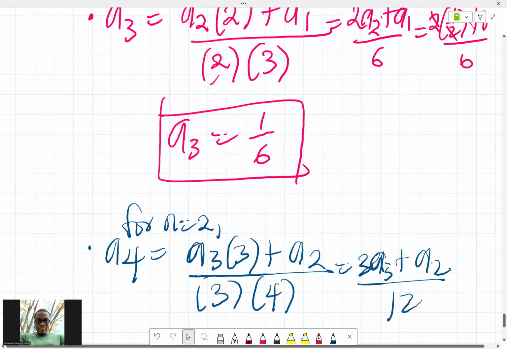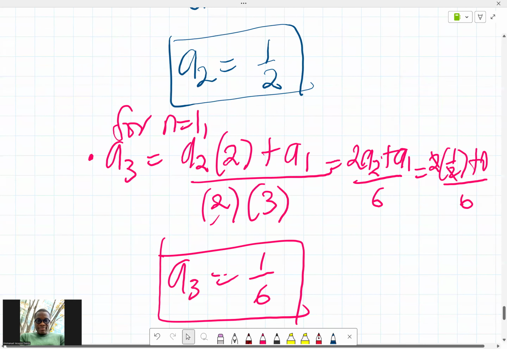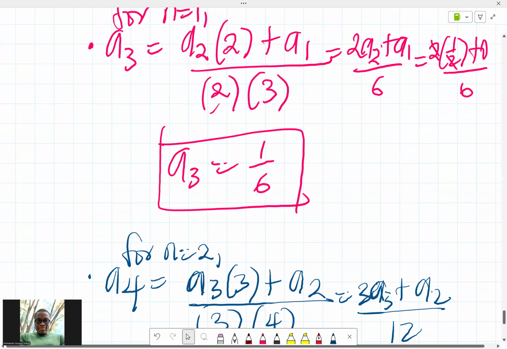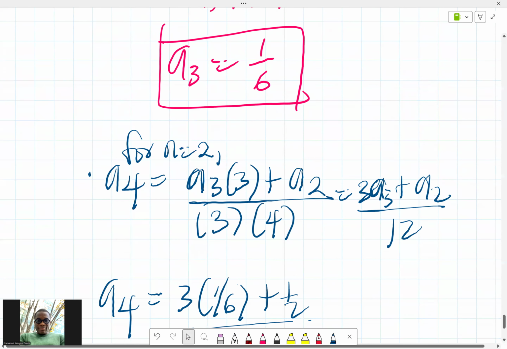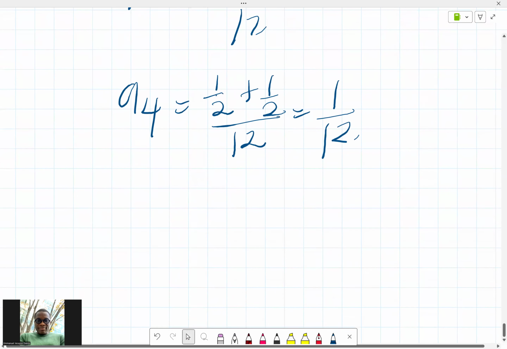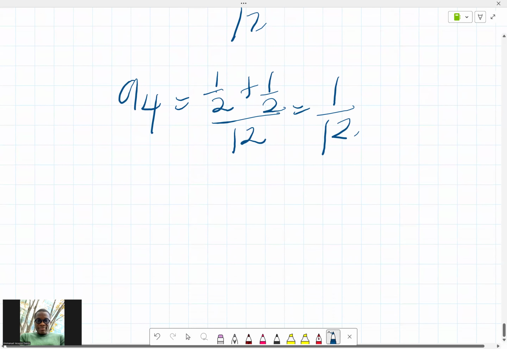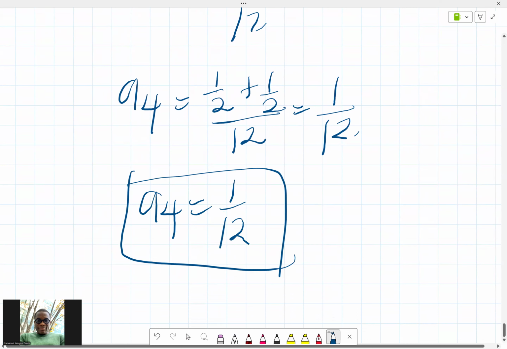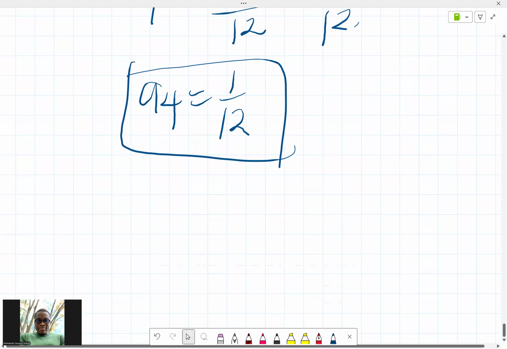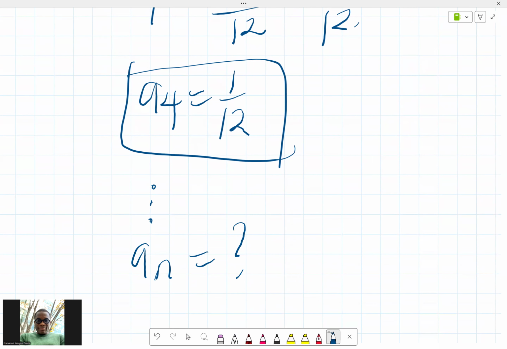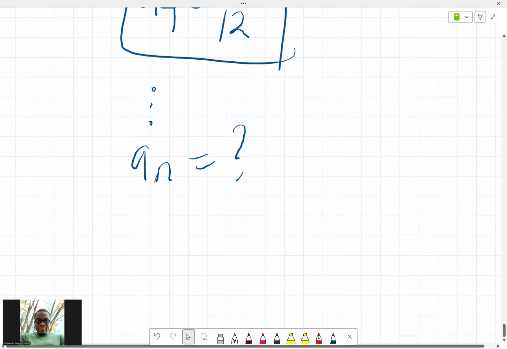So it looks like we even have a pattern. This is 1 over 2, the next is 2 times 3, 6, the next is 2 times 3 times 3. It looks like we have a pattern. But overall now we have a4 is 1 over 12. So we can continue like that until we get a(n), whatever that is. We just keep going to whatever terms we want.